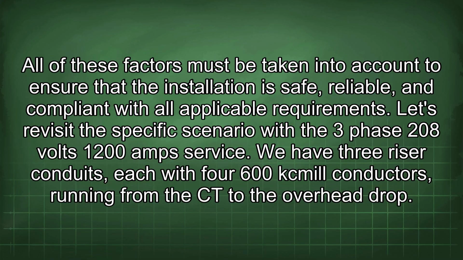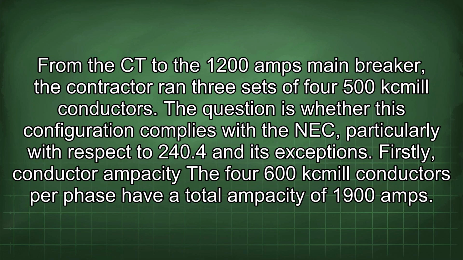We have 3 riser conduits, each with 4 600 kcmil conductors running from the CT to the overhead drop. From the CT to the 1200 amps main breaker, the contractor ran 3 sets of 4 500 kcmil conductors. The question is whether this configuration complies with the NEC, particularly with respect to 240.4 and its exceptions.